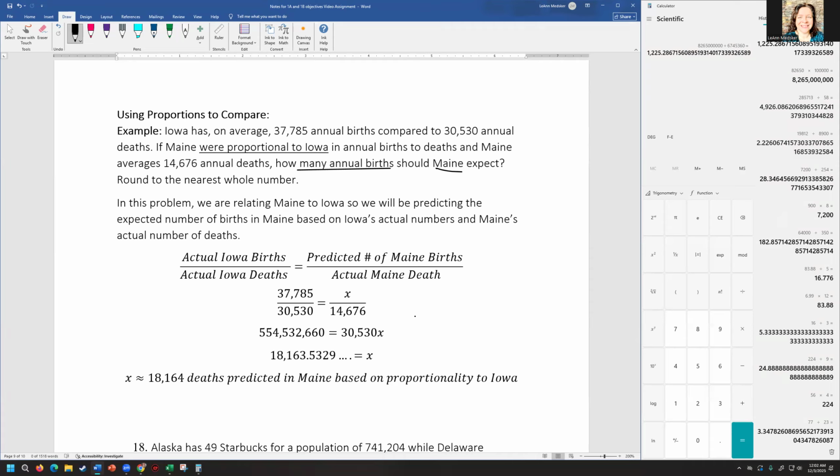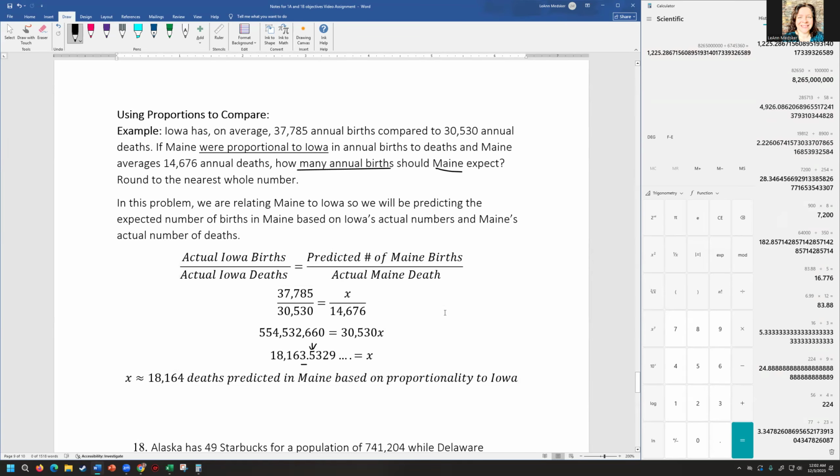So notice down here, I put Iowa births over Iowa deaths, and those are the actual values that they gave us. And then I said the predicted number of Maine births, because that's what we're looking for, over the actual Maine number of deaths that they had. So I put all my numbers in there and cross multiplied, and I came out with, once I rounded it to the nearest whole, 18,163.5. So that 5 does bump that 3 up to a 4. So it's 18,164 births predicted in Maine based on its proportionality to Iowa.